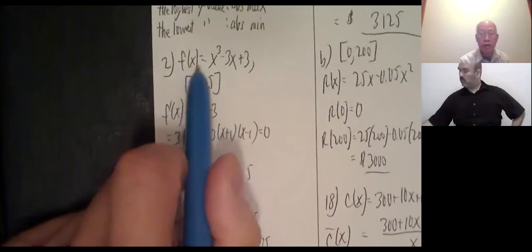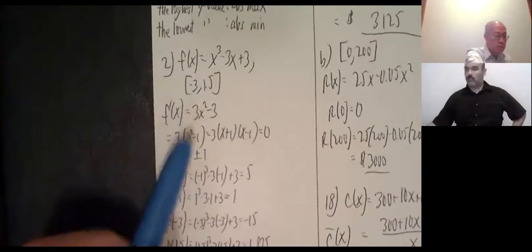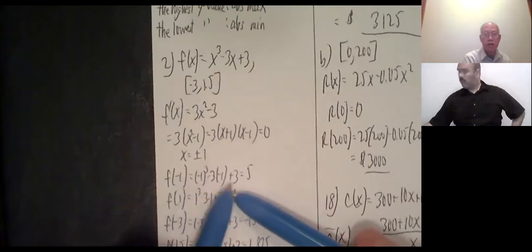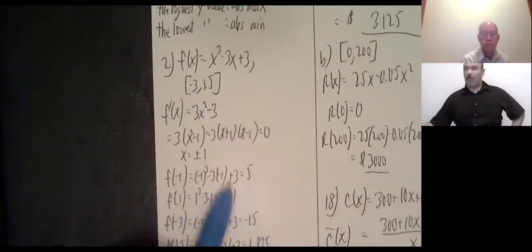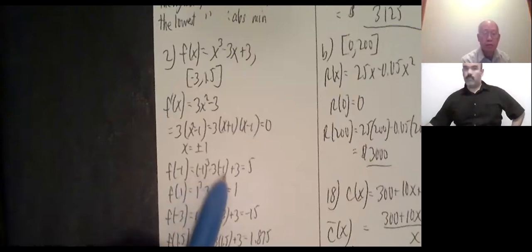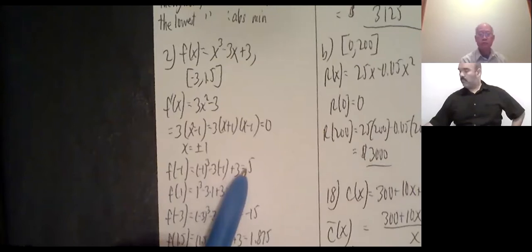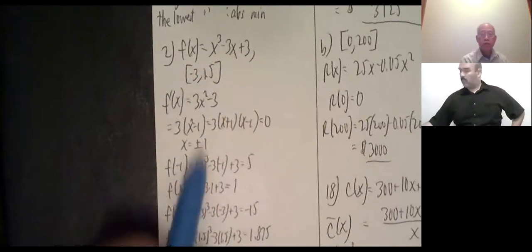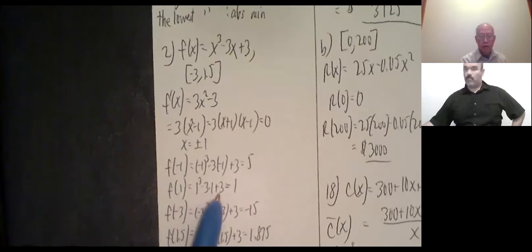Okay, so plug in negative 1. Here we go. Negative 1 cubed minus 3 times negative 1 plus 3. Negative 1 cubed is negative 1, plus 3, plus 3. That comes out to be 5. Then I plug in 1. 1 cubed minus 3 times 1 plus 3. So 1 cubed is 1. 1 minus 3 plus 3. Minus 3 plus 3 cancels out, so you have 1.